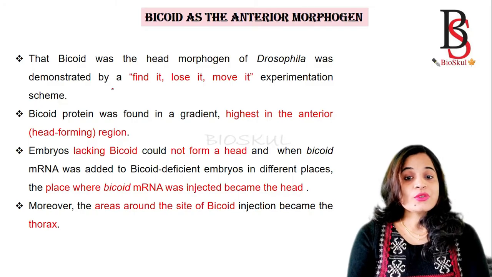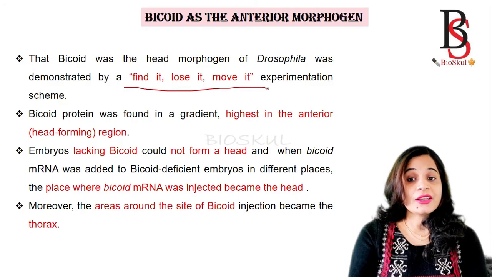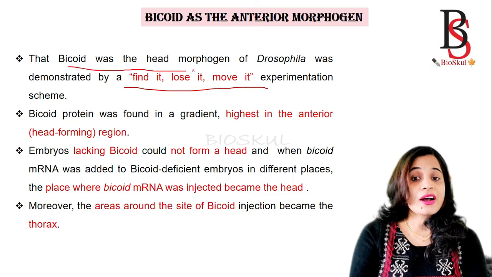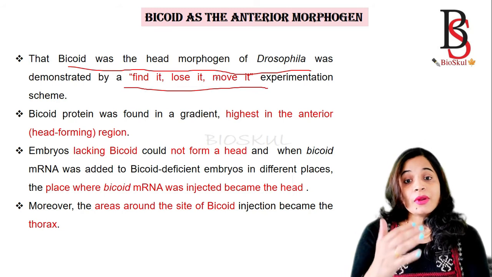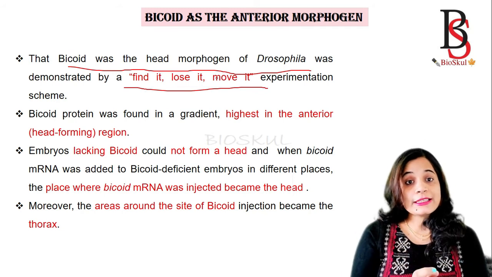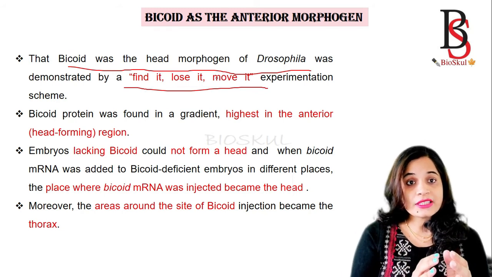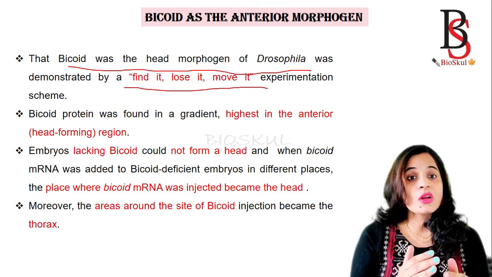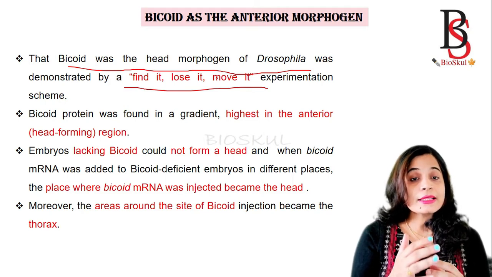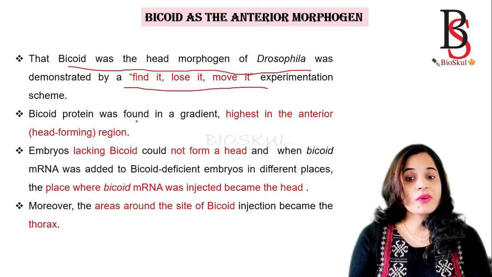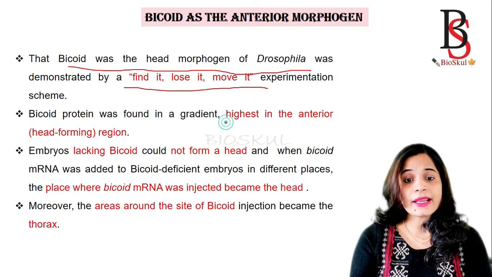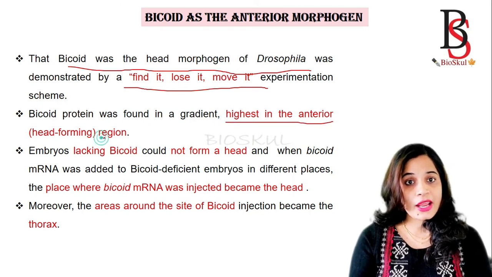The Find It, Lose It, Move It experimentation demonstrated that bicoid is the head morphogen of Drosophila. And what is a morphogen? A morphogen is a substance that not only establishes a gradient but also defines the cell fate in a dose dependent manner. The bicoid protein was found in a gradient and is highest at the anterior end that forms the head.